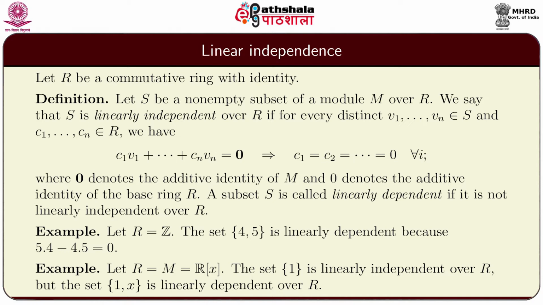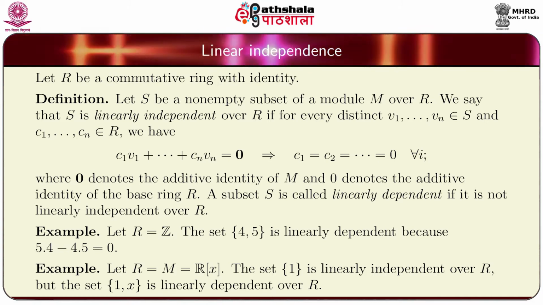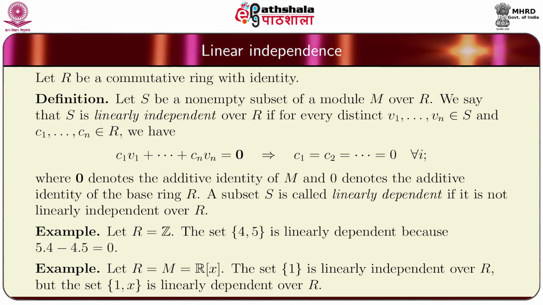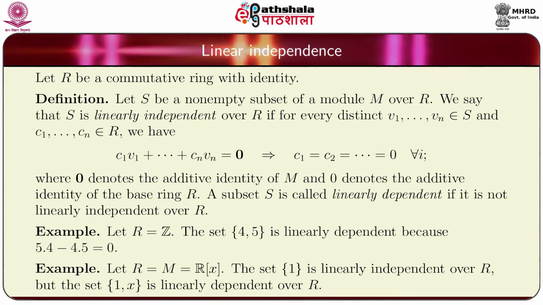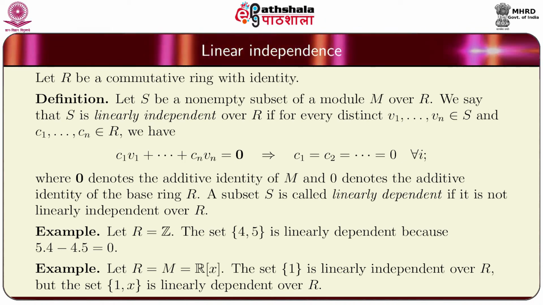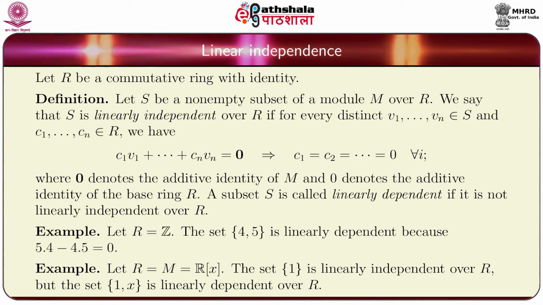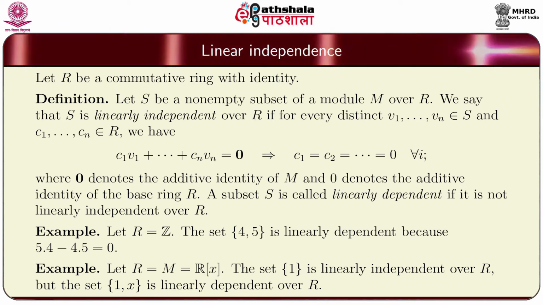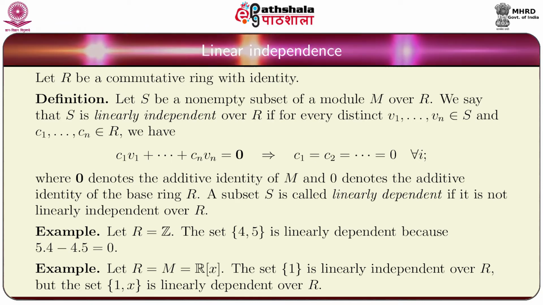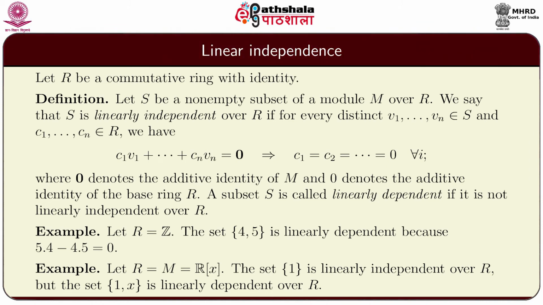As usual, the 0 in boldface denotes the additive identity of the module M, and the usual 0 denotes the additive identity of the base ring R. A subset S is called linearly dependent if it is not linearly independent over R. So, we see that the definition of linear independence of a set in a module is the same as that for vector spaces.